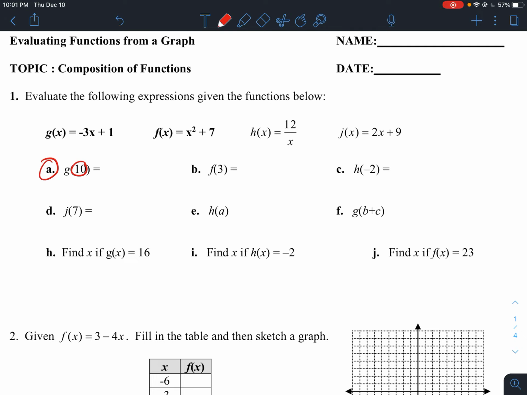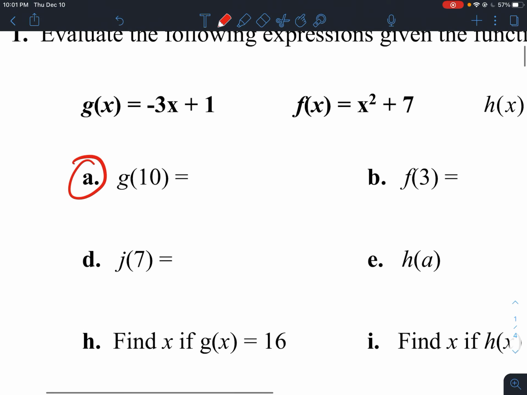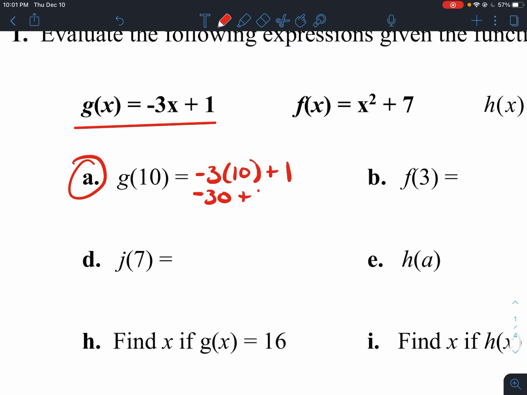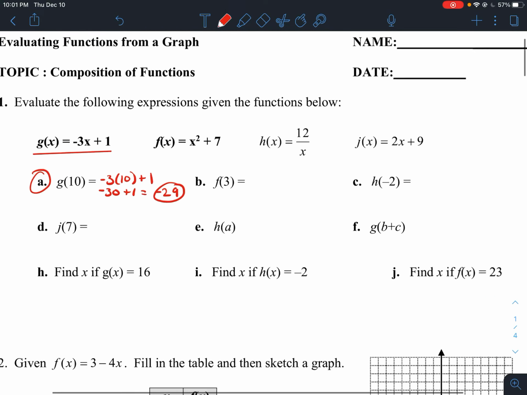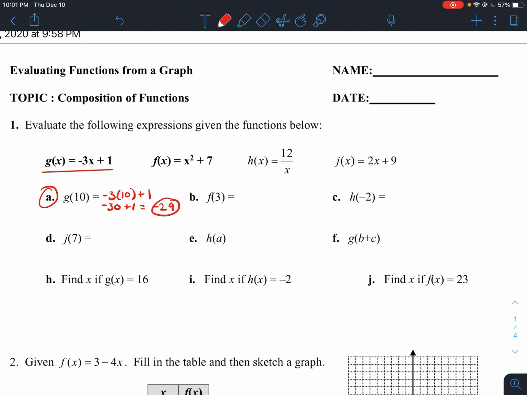What that means is that you're going to put a 10 wherever you see an x in function g. So this is function g here. So I'm going to go ahead and put in a 10. So I get negative 3 times 10 plus 1, which is going to give me negative 30 plus 1, which will give me an answer of negative 29. So for these problems here, all you're doing is plugging these values into the function.